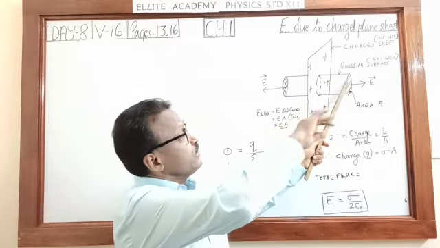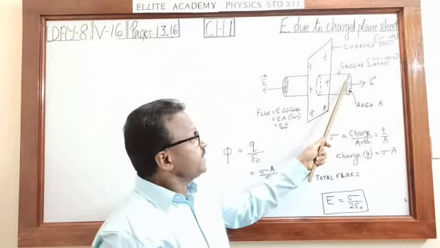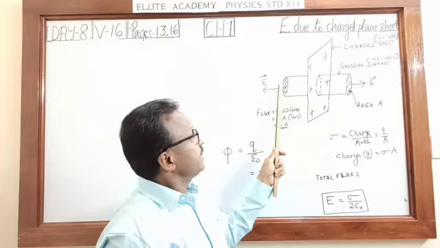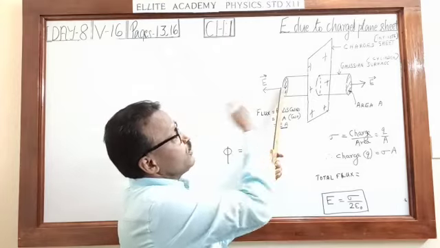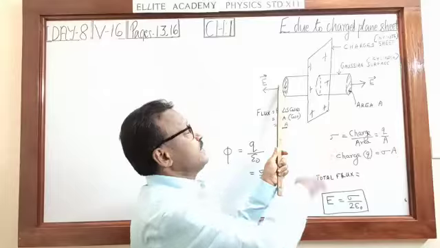If the plate is positively charged, the electric field is away from it. Negative means towards it. I consider an equally distant point here. If this is 50, this is also 50. The electric field is away from the plate because it is positive charge. If it was negative, it would be towards it.